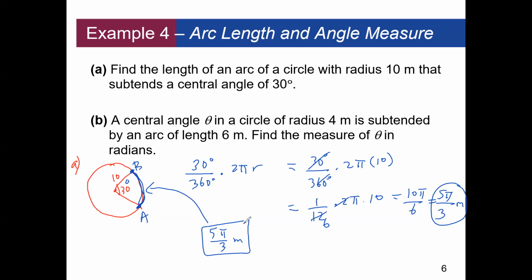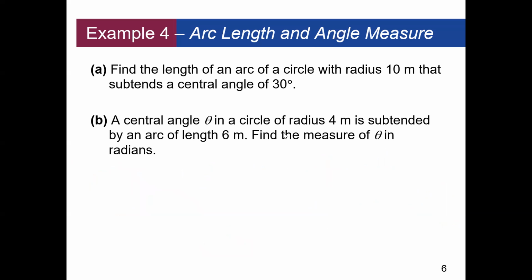So this means it's just distance. We're computing the distance here. Okay, so the next one, for part B, we're trying to find an angle theta in a circle of radius 4 meters that is subtended by an arc length of 6. So we want to find the measure of theta. This time we're just going to find the angle given the arc length. Okay, so let's do that.